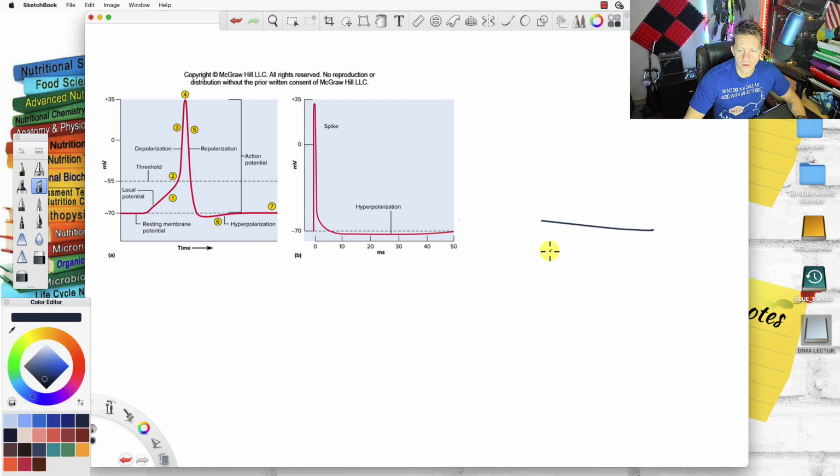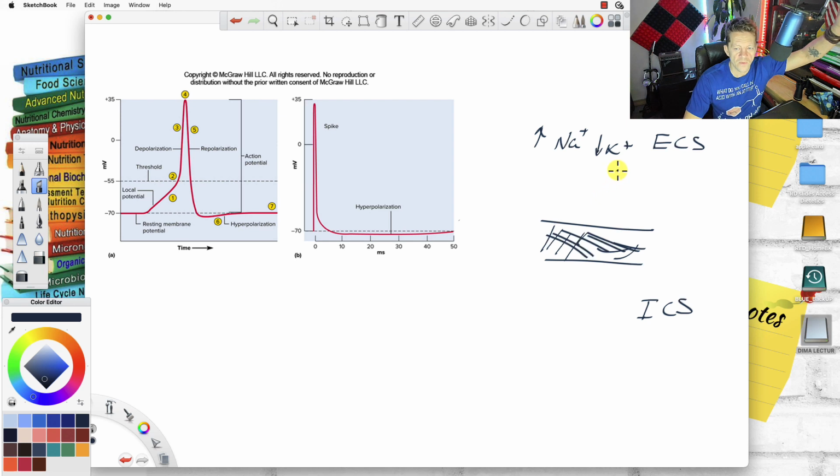So here's a cell membrane, right? Outside of the cell, we have more sodium, right? So this is extracellular space, and this is intracellular space. Outside the cell we have more sodium and less potassium, but they're all positive ions. We also have some other ions like chloride, for example. But inside of the cell we also have sodium, but less sodium, and we have more potassium.